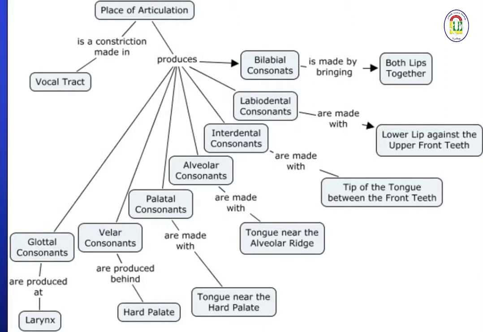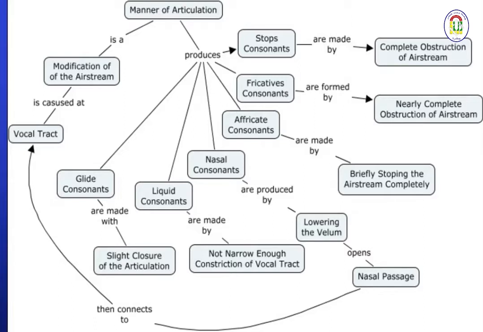Velar consonants are produced behind the hard palate. That is, the back of the tongue will touch the soft palate, or the velum. In this case, we produce three consonants: k, g, and ng. Glottal consonants are made at the larynx, specifically in the glottis. We produce glottal sounds like h when we narrow the path of the air, and the glottal stop, like in the middle of uh-oh. Now we move to the manner of articulation.